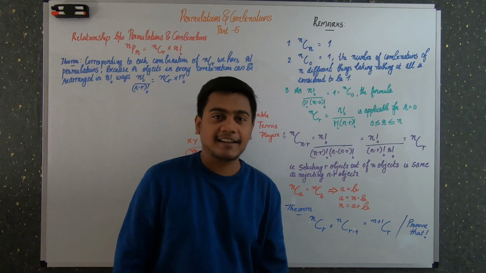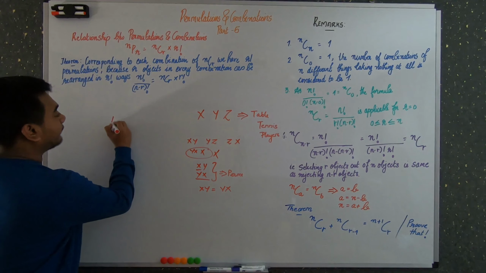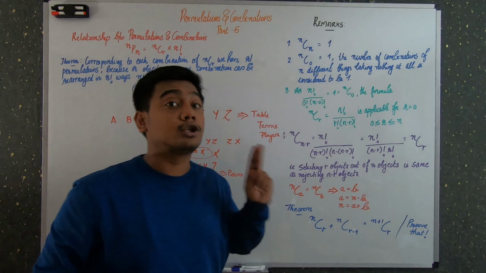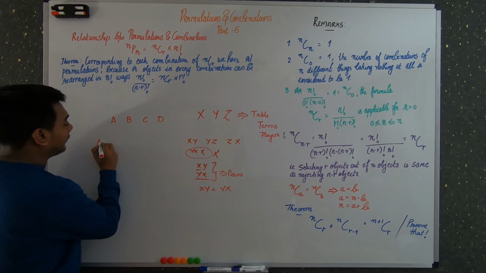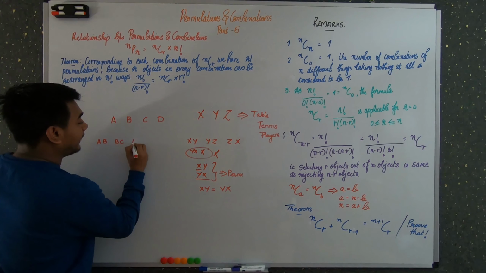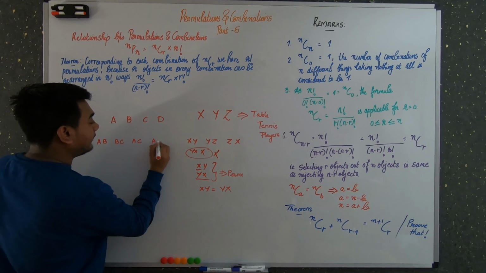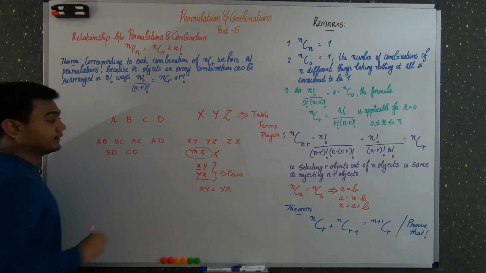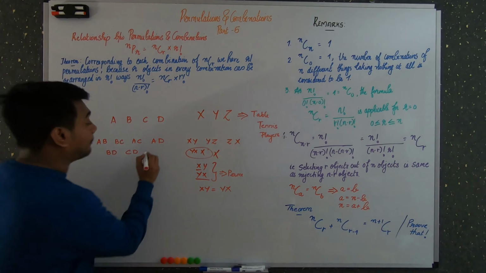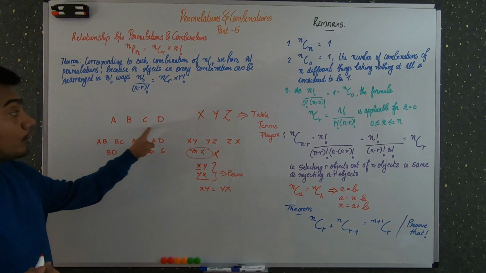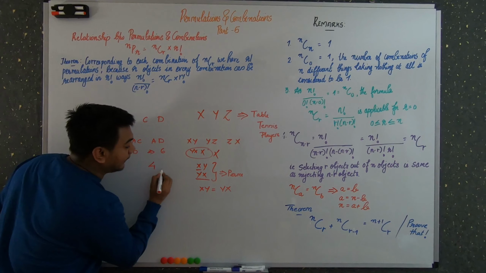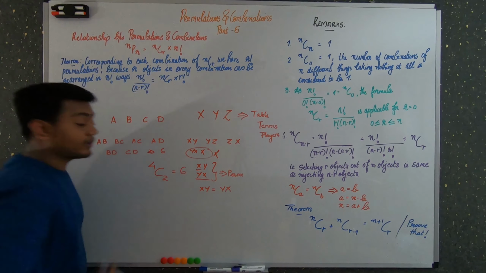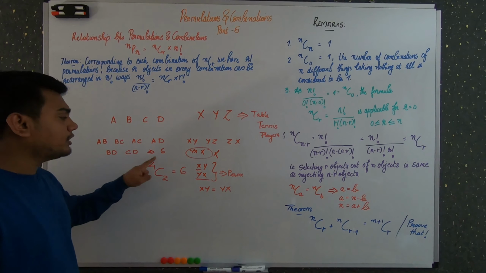So the order is not at all important in combination. Okay, let's take another example. Let's say I have four letters A, B, C and D, and out of these four I'm going to take two at a time. So what are the possible combinations for me? AB, AC, AD, BC, BD and CD. These are the six combinations possible out of four letters taken two at a time. That is, I made a combination of four letters taken two at a time, and the answer is 6, right? So what would be the permutations for it?